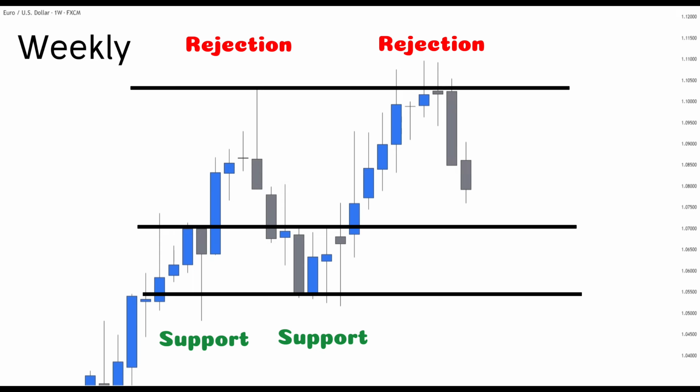Now this is the only thing we need from the weekly time frame, which is the key levels of market structure that have a high chance for price to react to when it taps into them. So let's zoom into the daily.